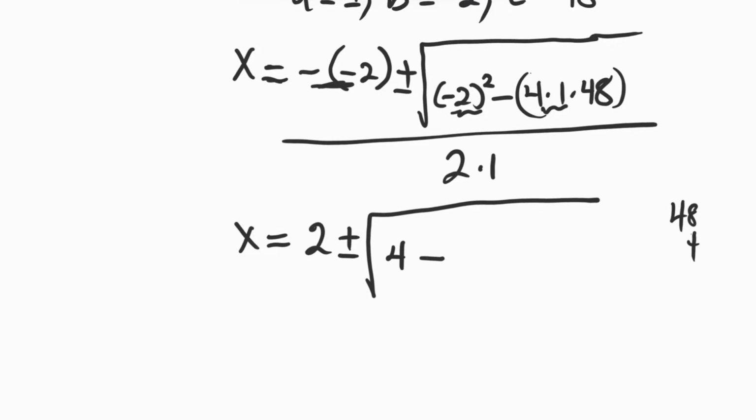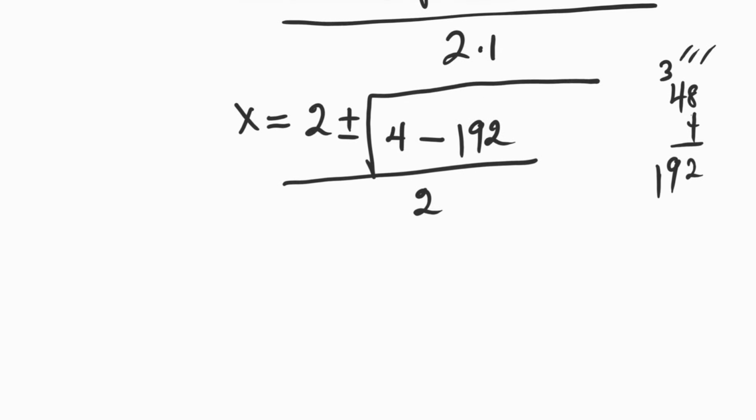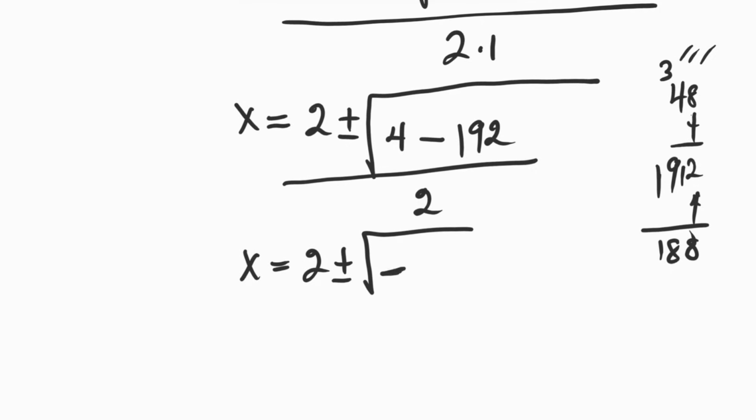48 times 4 will give us what? 4 times 4 is 16, 17, 18, 19, so 192, divided by 2. Now, 192 minus 4 will give us what? So x is 2 plus or minus the root of minus 188, divided by 2.